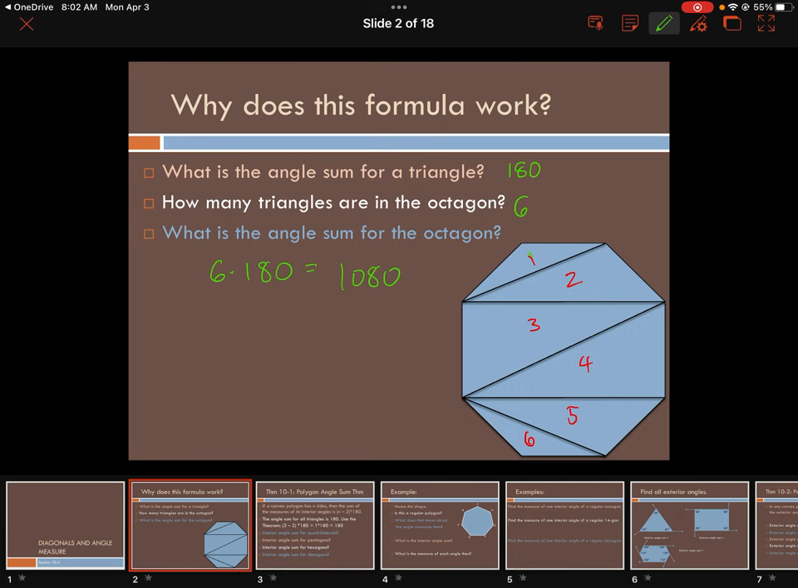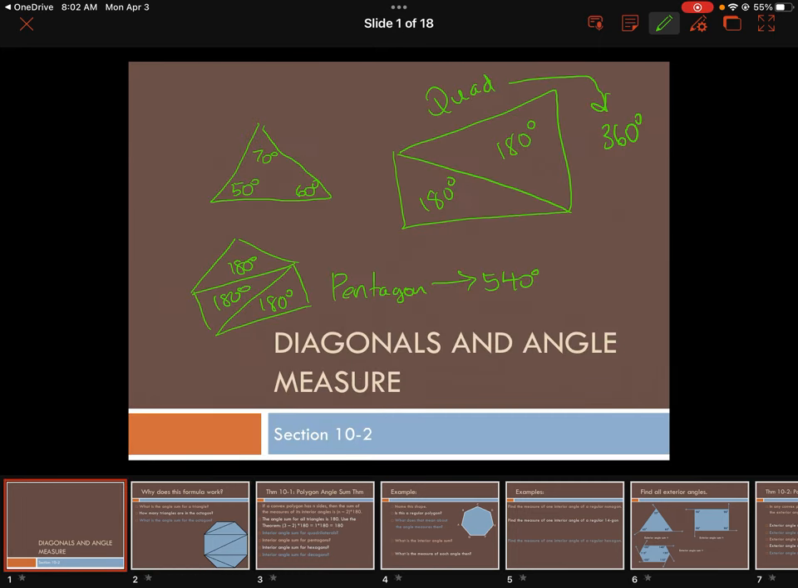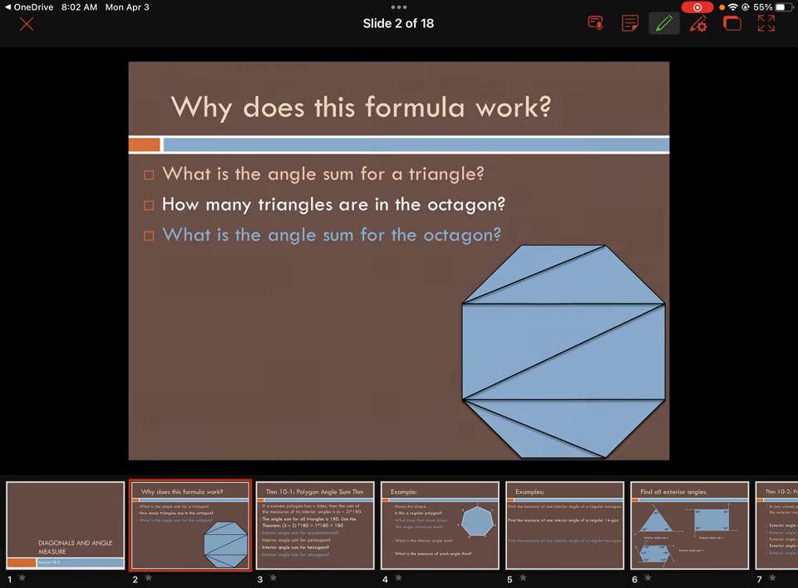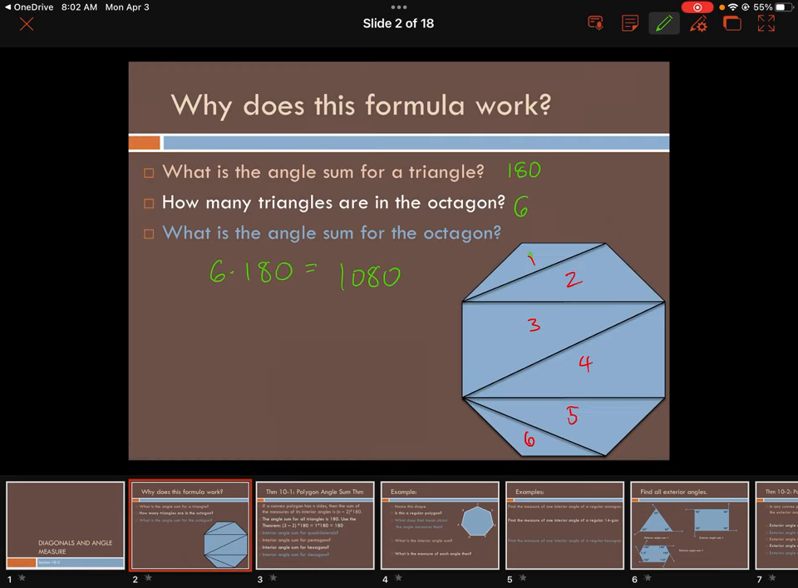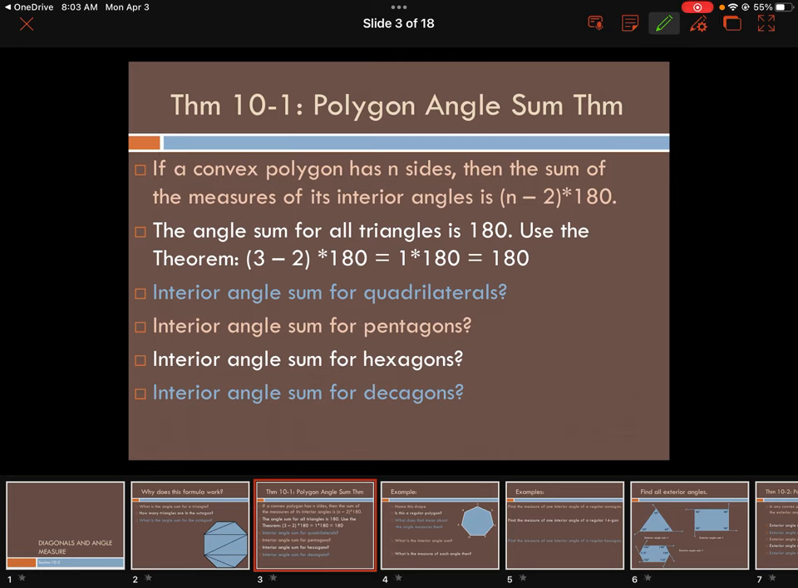Okay, now there's a pattern that's forming. If you take into account these 3 examples and the one that we just did, you should notice that the number of triangles inside of a polygon is actually 2 less than the number of sides. And that's where this theorem comes from. This is called the polygon angle sum theorem. It says if a convex polygon has n sides, then the sum of the measures of its interior angles can be found by taking the quantity n minus 2 times 180.